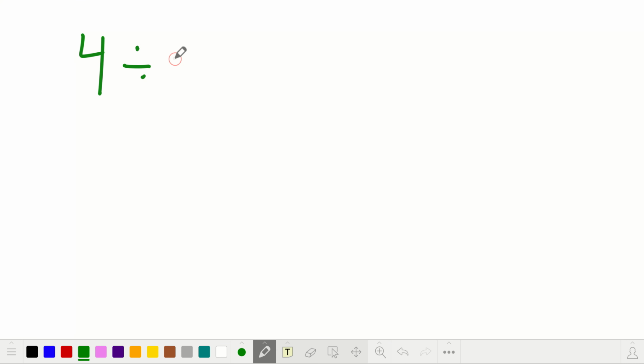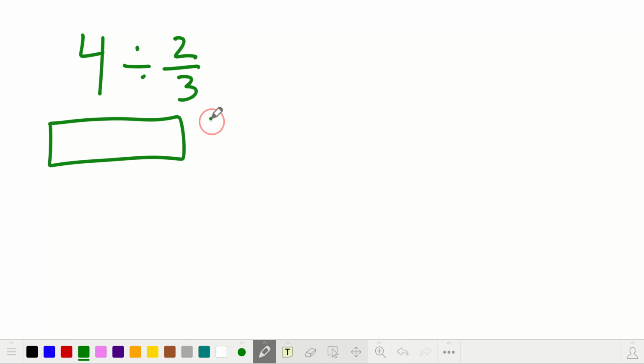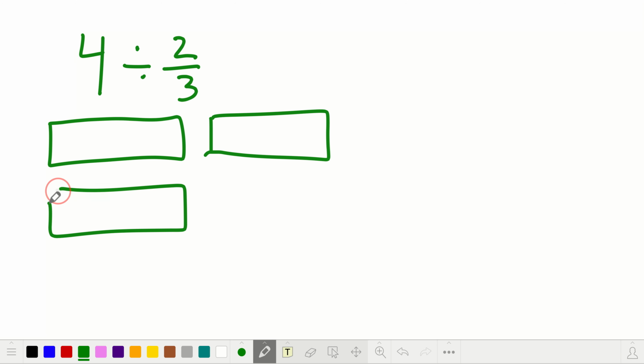Let's try another problem. Let's try something just a little bit more complicated. So we're going to try 4 divided by 2/3. This is asking the same thing as before. This is just asking how many 2/3 are in 4 wholes. So once again, I'm going to draw 4 wholes. And now I'm going to draw thirds.